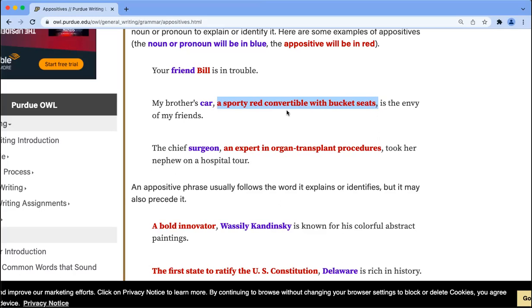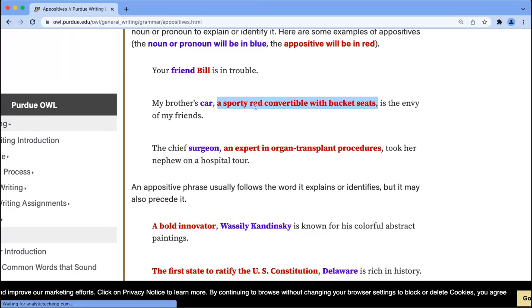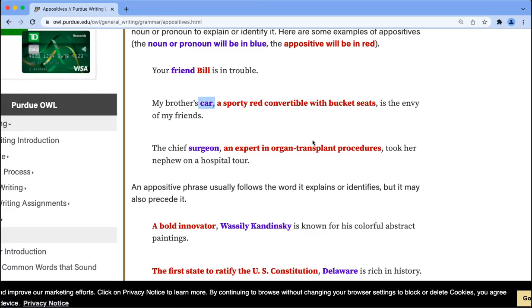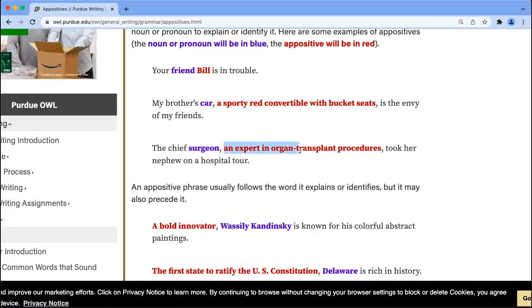There's no verb in an appositive. It's a group of words describing either the subject or the object in a sentence, describing a noun or a pronoun. If I say the chief surgeon, and I'm describing the surgeon, an expert in organ transplant procedure, comma before, comma after, took your nephew on a hospital tour, then that is the appositive.